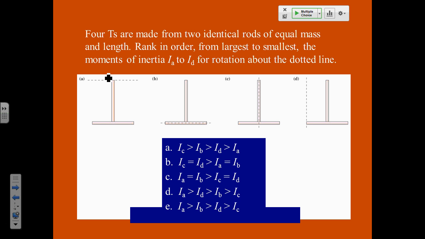4 T's are made from 2 identical rods of equal mass and length. Rank in order from largest to smallest the moments of inertia. So ranking them from largest moment of inertia, this is A, B, C, and D. Which one has the largest moment of inertia, the next largest, and the last largest? You're looking, the one with the largest moment of inertia will have the most mass out at large radii. And the one that has the least moment of inertia will have the most mass at small radii.